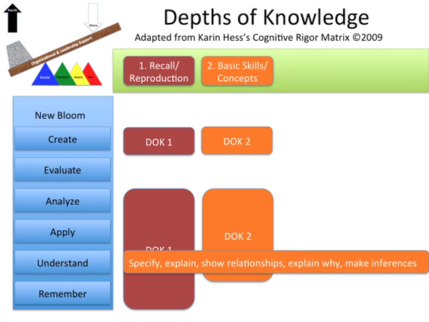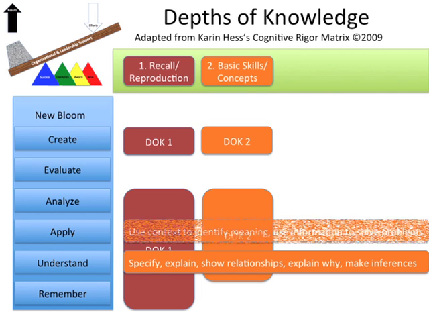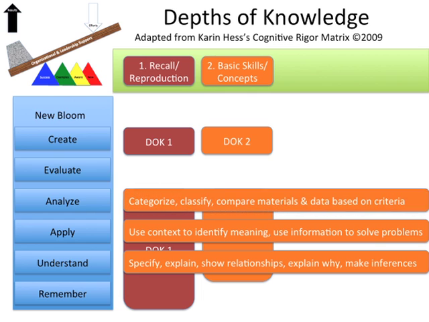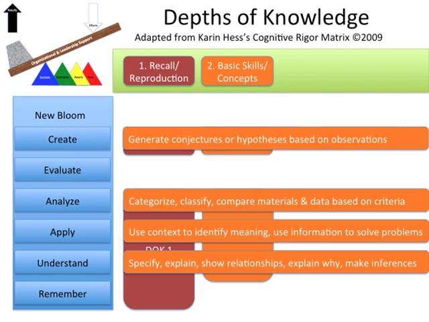Understanding now means specifying or explaining, showing relationships, explaining why, making basic inferences about what we're talking about. And we're using the context to identify meaning, to use our information to solve problems. Our analysis is now more about categorizing or classifying all of the data based on criteria. And beyond brainstorming at level 2, we're now generating conjectures or hypotheses based on our observations.